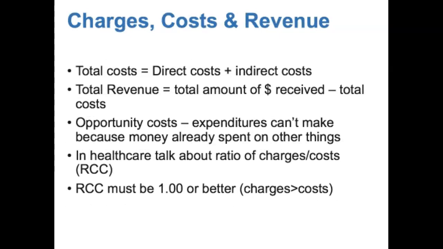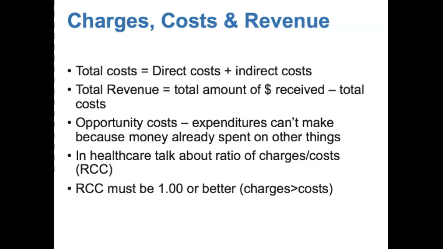Total costs equal the direct costs plus the indirect costs, while total revenue is the total amount of money received minus the total costs. Opportunity costs refer to purchases that can't be made because of having spent the money on something else.